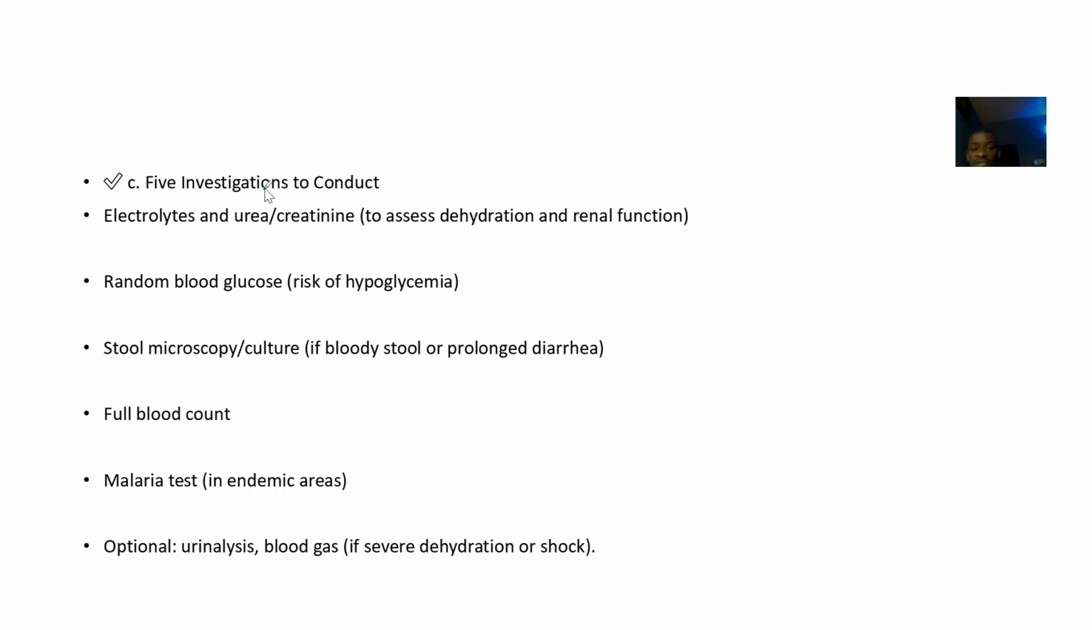So the 5 investigations you order include things like random blood sugar to see if the child is hypoglycemic, stool microscopy or culture. You just want to see if there's blood, also pick up any microorganism. Probably there's 1 or 2 intestinal infections. Full blood count, malaria tests. If the child is living in an endemic area, you have to do a malaria test. You can also do urinalysis, blood gas, electrolytes, urea, creatinine.